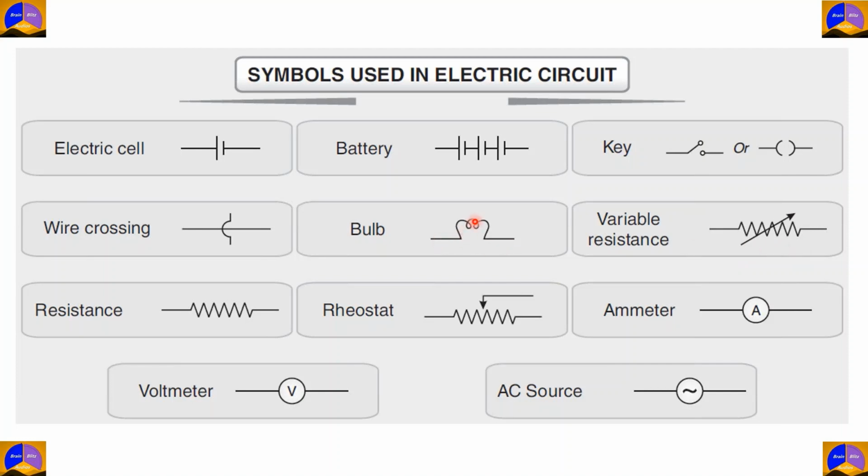A light bulb can be represented in this way. This is how a wire crossing, which does not touch each other, is represented. A single jagged line represents resistance. This is another form of representing variable resistance or rheostat. Ammeter, the device which is used to measure electric current, is represented like this. Voltmeter, the device used to measure electric potential, is represented like this. And for an alternating current source, we use a symbol like this inside a circle to represent it.